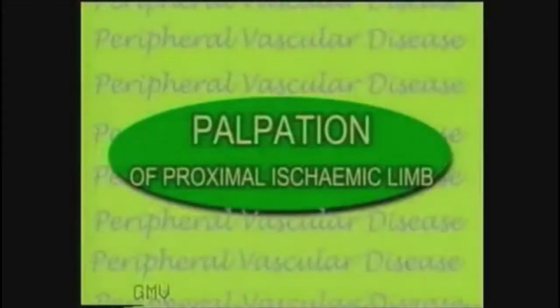Now palpate the ischemic proximal limb. First, test the temperature of the skin with the back of your fingers, proceeding proximally and comparing with the temperature of the opposite leg at the same level.